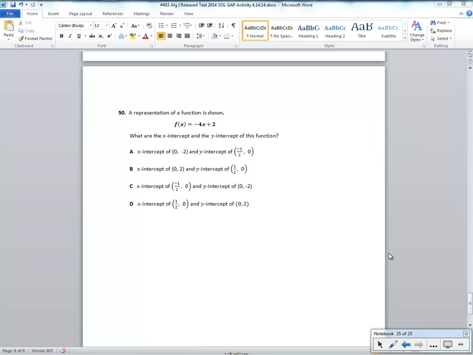And last but not least, this one is figure out the x and y. So put a 0 in for here, and then put a 0 in for here, and give me the x and y intercepts.